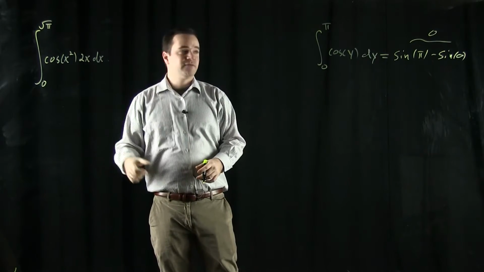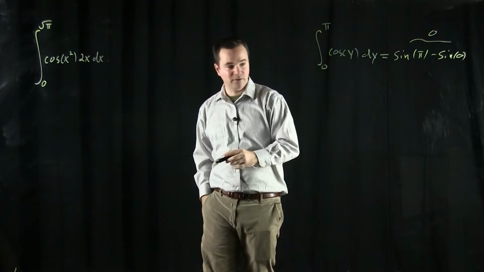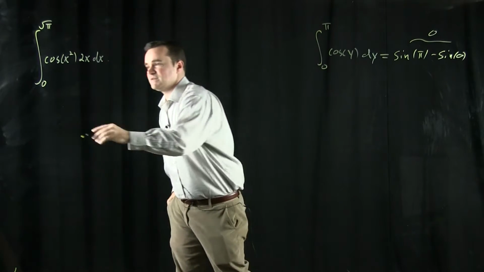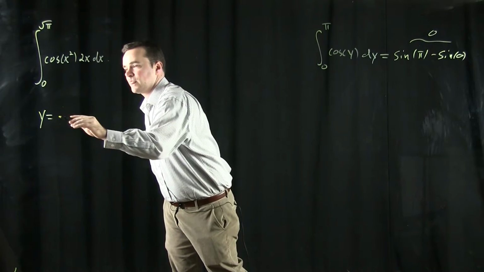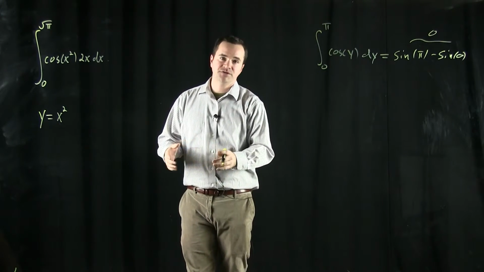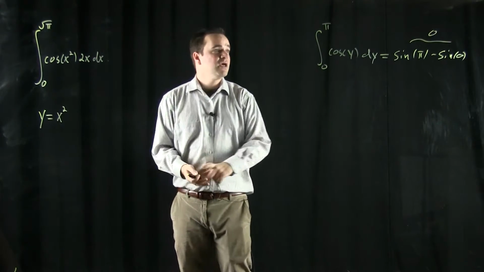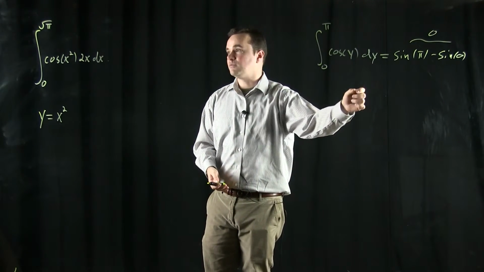So here you've got cosine of x squared, and here you've got cosine of y. And so that makes me think, well, the thing that relates them is really this equation that y is equal to x squared. So mathematicians will also sometimes call this a change of variable. Here you've got variable x, and here you're going to have variable y.